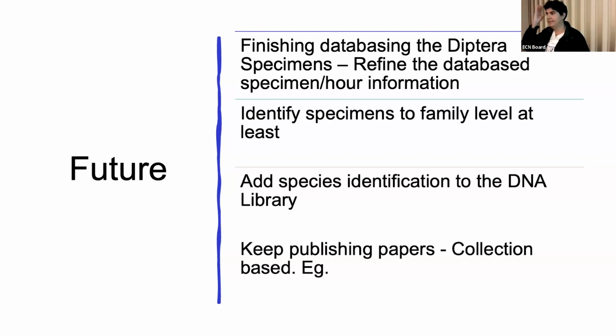So the median of 12.5 per hour. With these, we will be able to refine these numbers and be more accurate next time we ask for funding. Also, identify specimens to family level at least, add species identification to improve our DNA library, and keep publishing papers about the collection-based paper. Yeah, I think you guys understand.